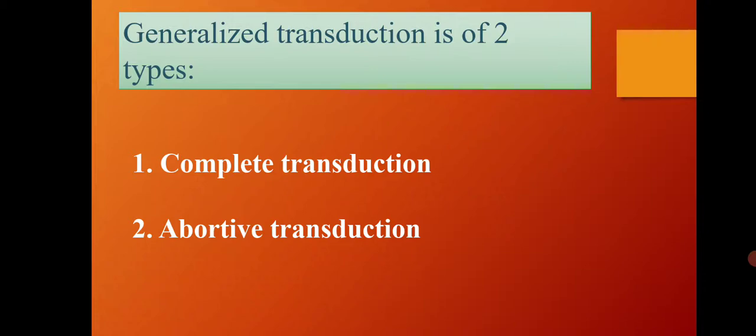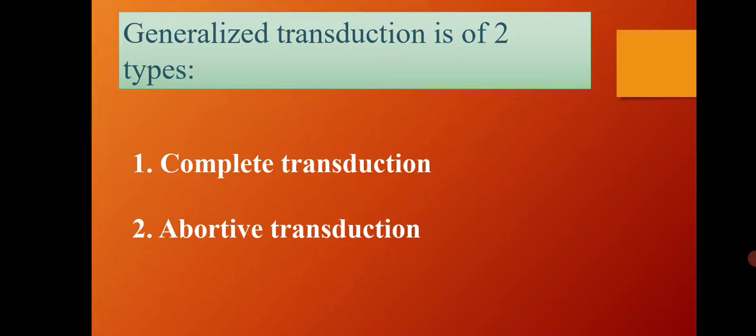Now this generalized transduction is of two types. One is complete transduction and the second is abortive transduction. The mechanism we just discussed was the complete transduction. It means complete recombination has happened. It is a full and final process. The genetic material has been transferred from donor to recipient, and we have got a transduced cell. That is the complete transduction process.